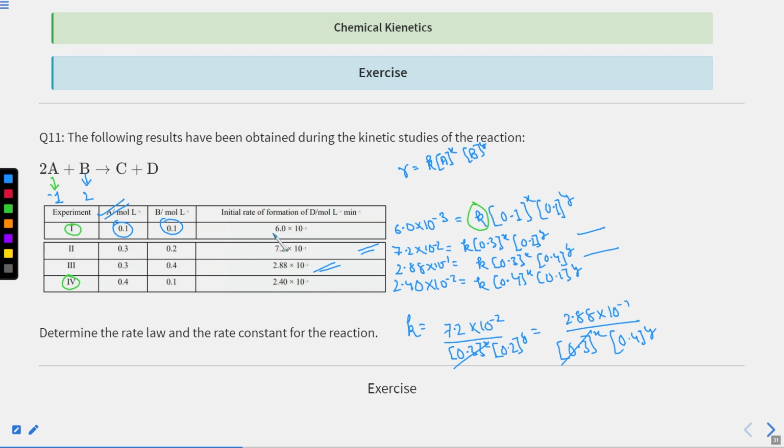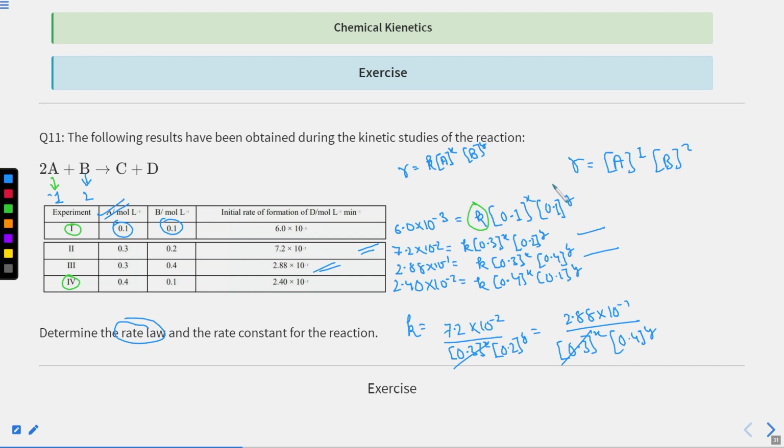Now what has been asked in the question is that we have to determine the rate law. So rate law will be rate r is equal to a to the power 1 and b to the power 2, squared times. What about the rate constant? How will we calculate the rate constant?